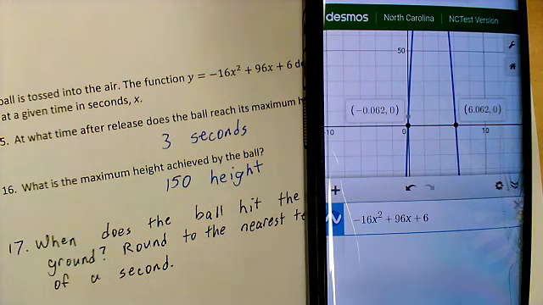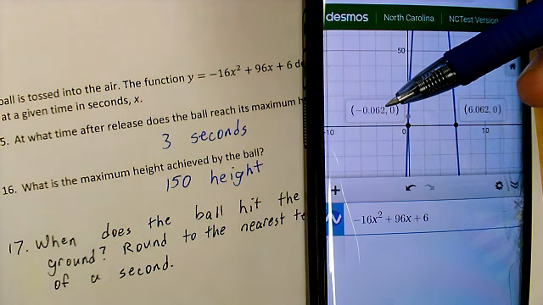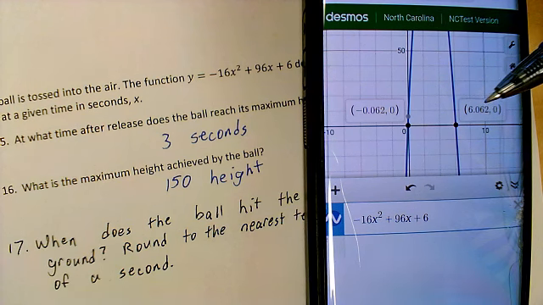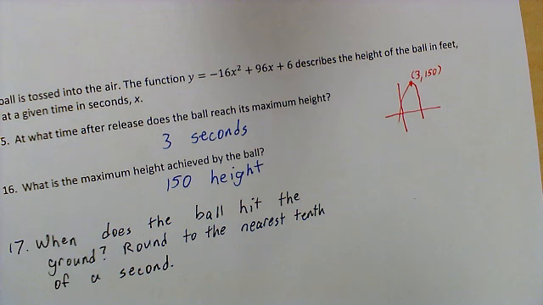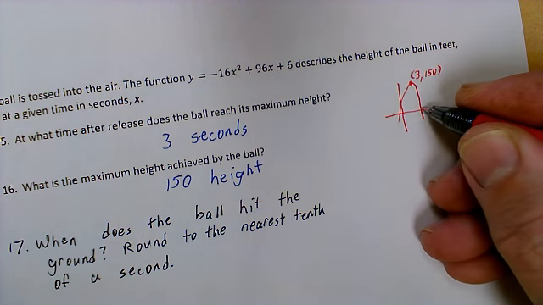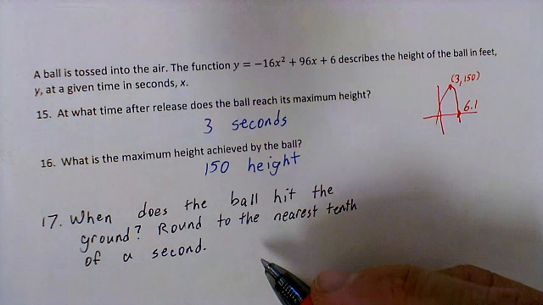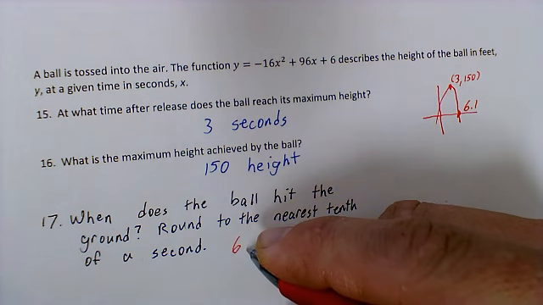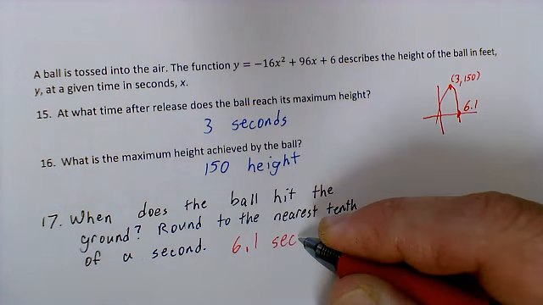Now, the one that's of interest to me is this one that's positive, because for the negative one, the ball's still in my hand and has not been thrown yet. So I'm going to be using just the positive answer of when it hit the ground. This value of 6.1 seconds, when it hit the ground, is going to answer number 17 of, hey, when does this ball hit the ground? So 6.1 seconds.